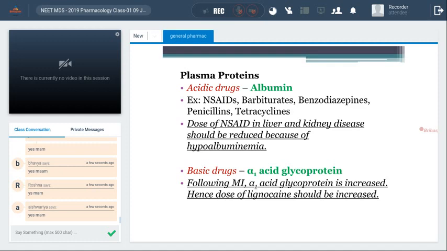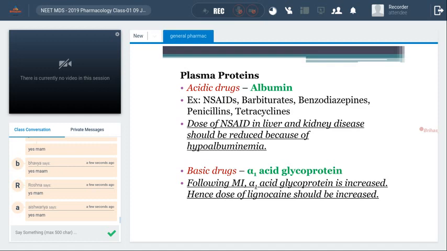Now, what is the importance of this? Why should you know all these acidic drugs will bind to albumin? For example, there's a patient with liver disease. What will happen to albumin levels in him? Albumin is synthesized in the liver. So when he has liver disease, albumin is not being synthesized in normal amounts. That means he has hypoalbuminemia.